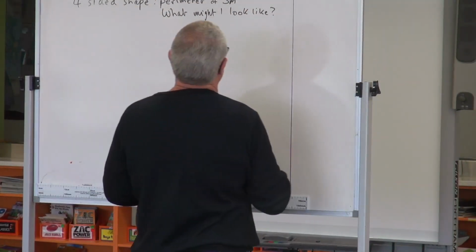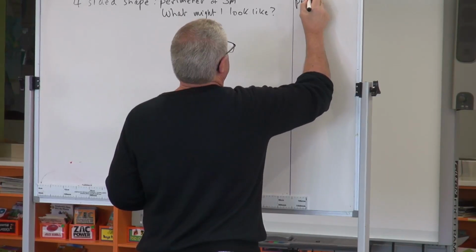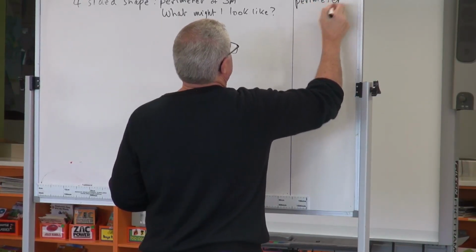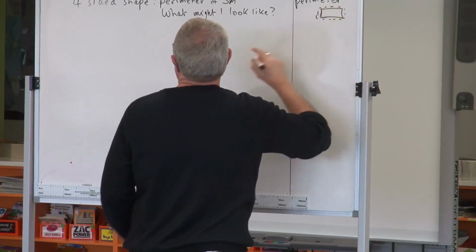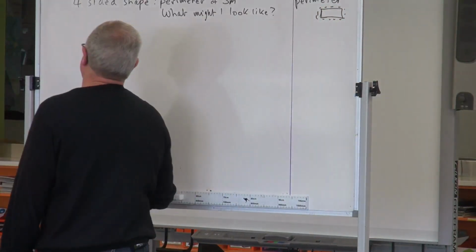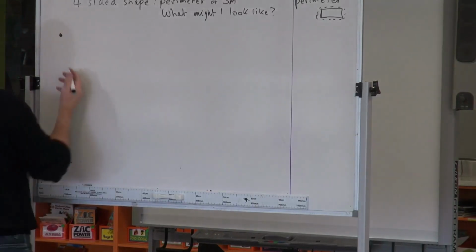All right, so we've established that. So let's put in the key words. Perimeter, boundary, it's like a fence. It's around the outside. So I'm a four-sided shape with a perimeter of 3 metres. What might I look like? Some of you are already going, huh?